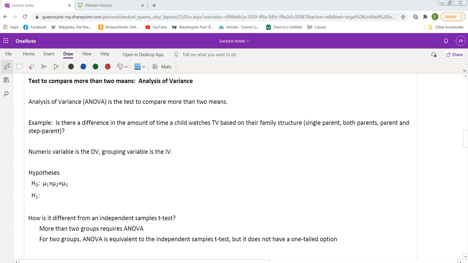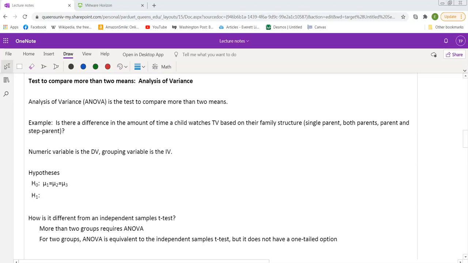Hi everybody. Welcome to the lesson on analysis of variance, which is called ANOVA. So it's abbreviated ANOVA. This is the test to compare more than two means. When we did the independent samples t-test, that one was comparing just two means. If we want to include a third or more in the comparison, then we need to do an ANOVA.